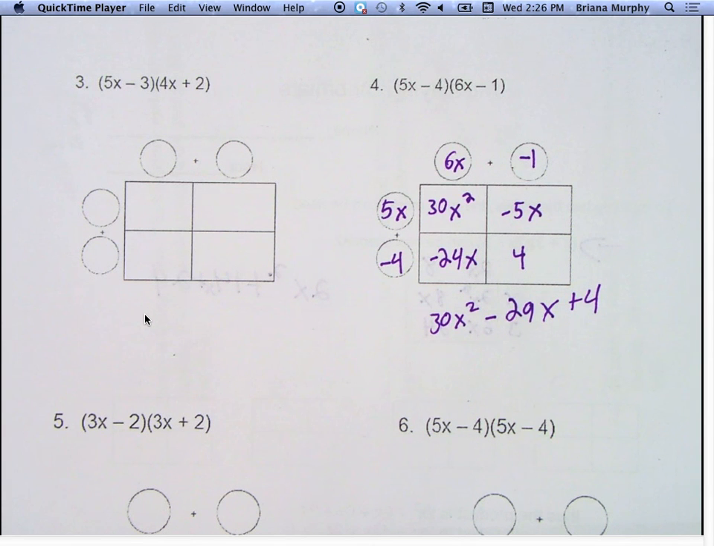Negative 29. All right. I want you guys right now to do 5 and 6. Do 5 and 6 for right now. Can we just get the boxes? You can FOIL, any way you want. Multiply them together. Tell me what you get.